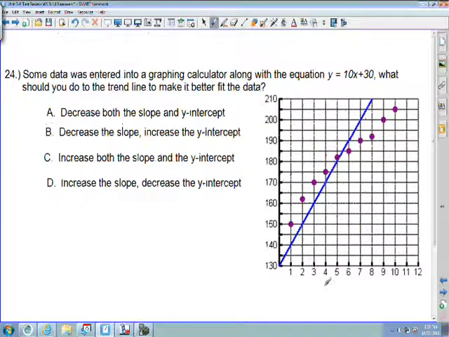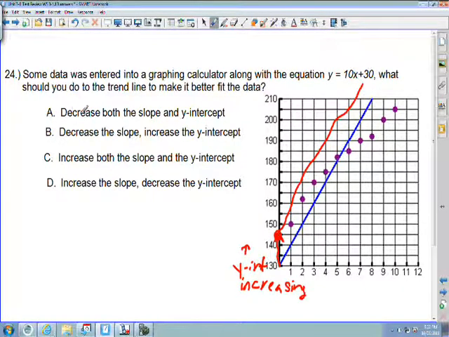Next, they gave us some data and an equation. Some data was entered into a graphing calculator along with the equation y equals 10x plus 30. What should you do to the trend line to make it fit better? Well, first off, we want to move this y-intercept up just a little bit because I want to start it here. I have to make parallel lines, so it's going to make my line look like this. So I'm moving the y-intercept up. I'm increasing the y-intercept.